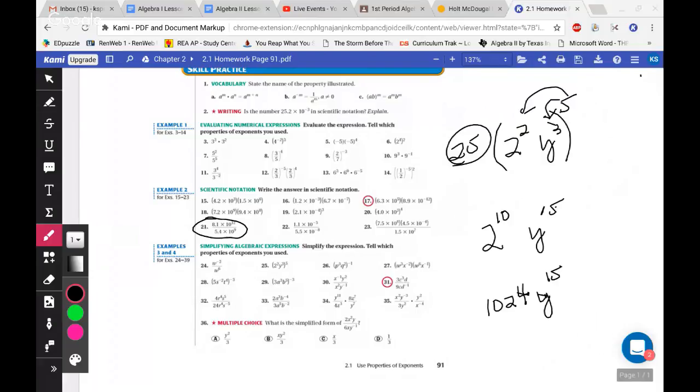The properties used are the power of a product property and the power of a power property. I wanted to make sure I stated those right. And the power of a power is when you're raising one power to another power, and because you're multiplying the 2 and the 5.